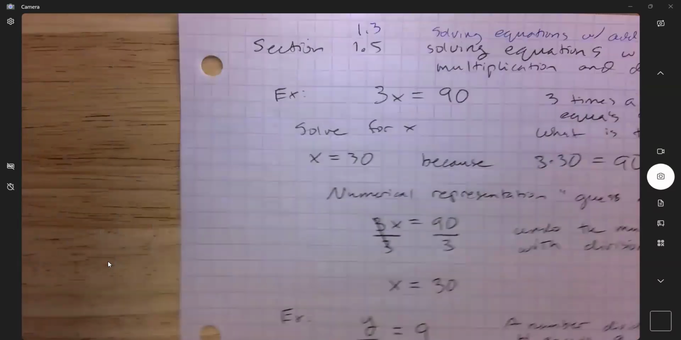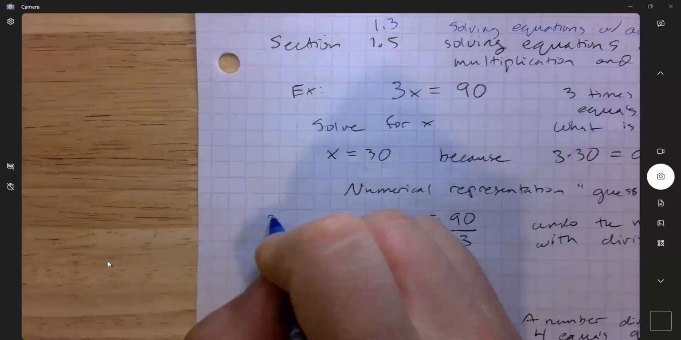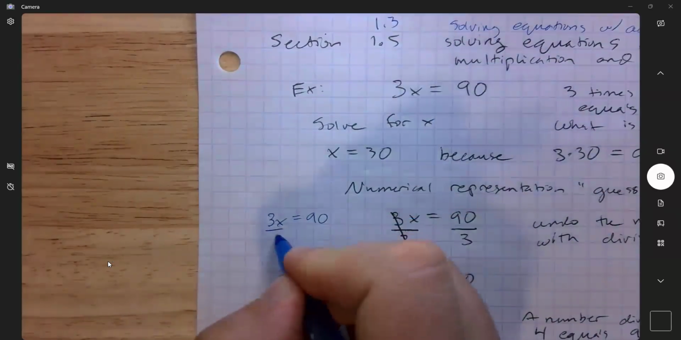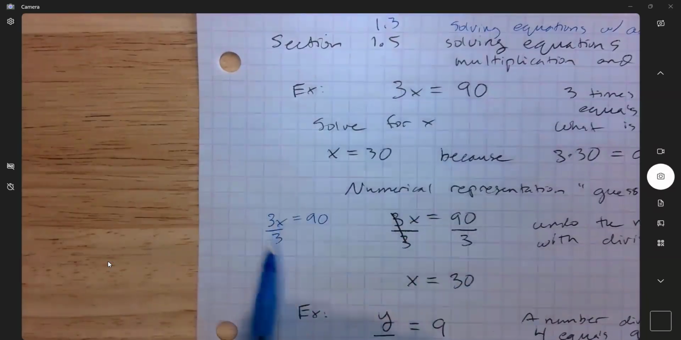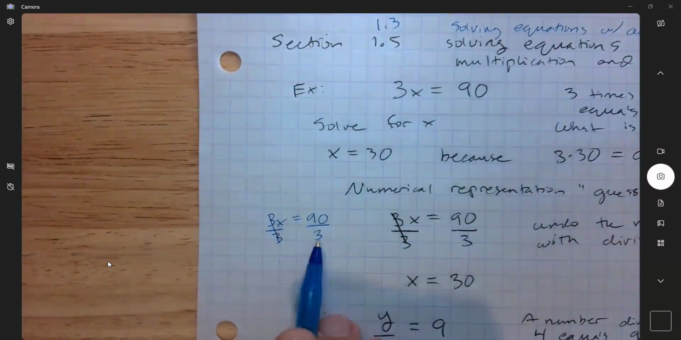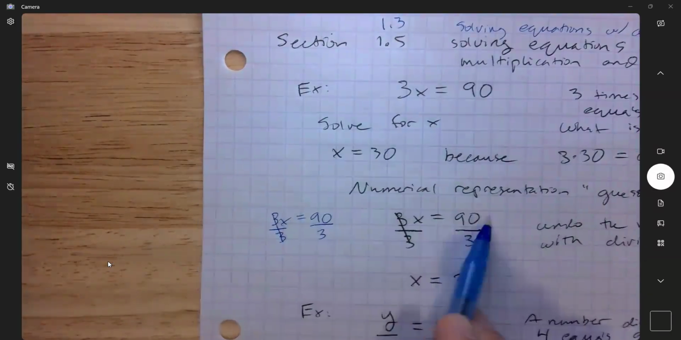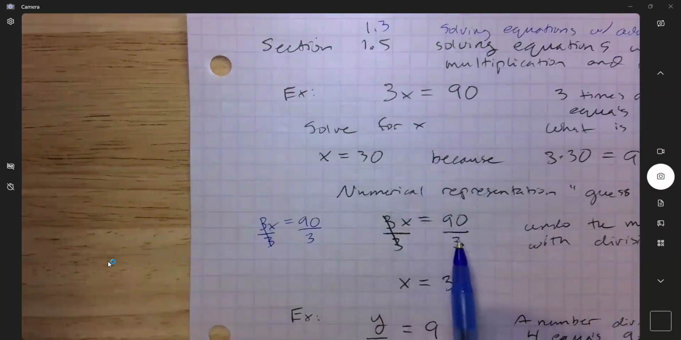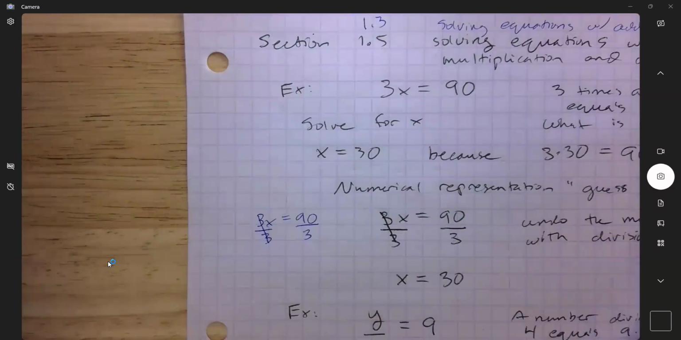If you were to do this question symbolically, you might start with 3x equals 90 here, and then to undo multiplication, we use division. So we would divide both the left and the right side by 3. That's how I get this part here. 3 divided by 3 cancels and becomes 1. So we get x equals 90 over 3, or x equals 30. We undo multiplication by using division.